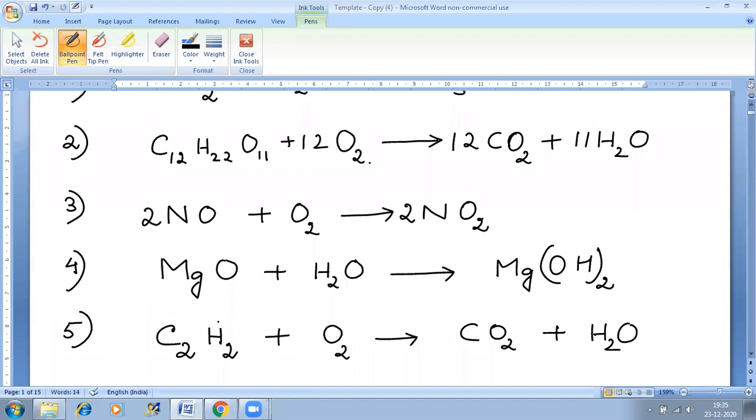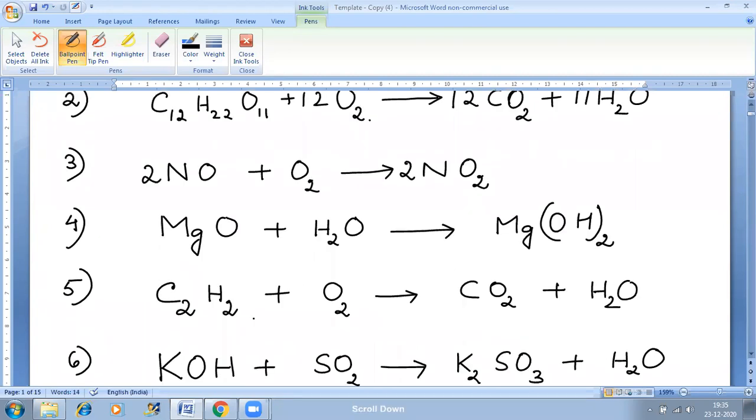Fifth one. Again you have carbon atom, so start with carbon. I got 2C2H2 plus 5O2 gives 4CO2 plus 2H2O. Okay, so let's start with carbon. I have 2 atoms of carbon on the left hand side, and here I have only 1 atom of carbon, so I'll write 2 here so that carbon becomes 2. So carbon has been balanced already.